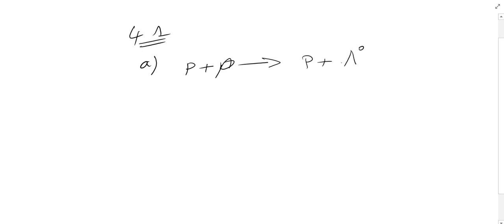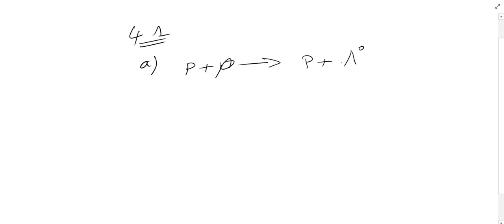Anyway, so let's do problem 41. Problem 41 says each of the following reactions is missing a single particle. Calculate the baryon number, charge, strangeness, and the three lepton numbers, where appropriate, of the missing particle, and from this identify the particle. So basically we have four reactions, and we want to find the missing particle. The first one is: you have a proton and a proton, giving you a proton plus a lambda particle of charge 0.